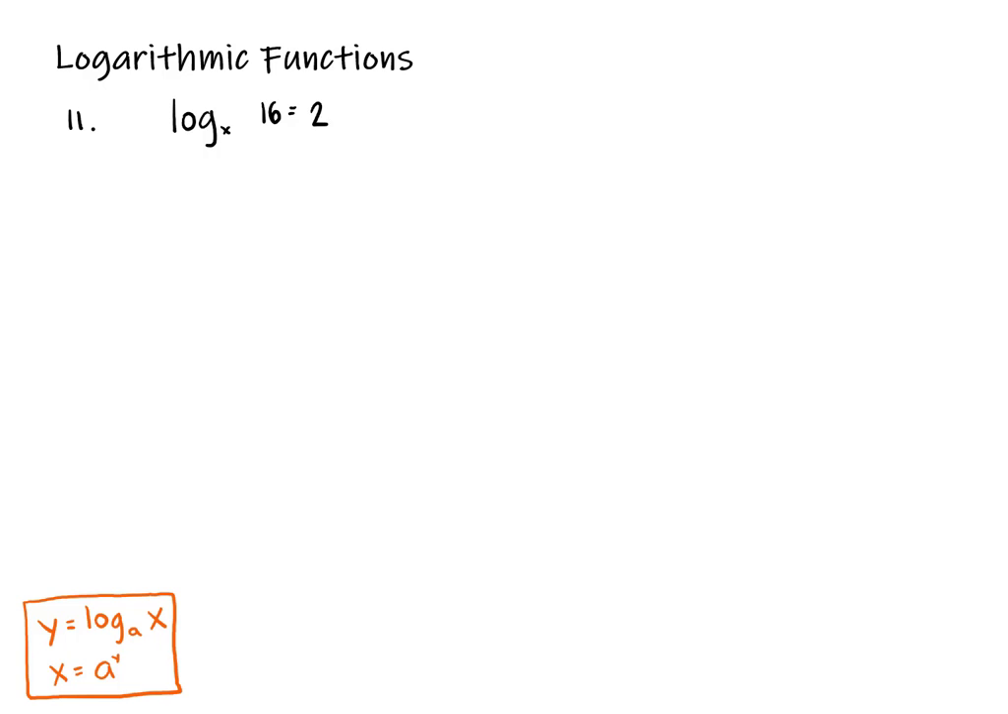So for our first question, the base of this logarithm is x, so I'm going to write x to the power of 2 is equal to 16. And this is something that we should be able to solve. X is going to be plus or minus 4 because we're going to square root both sides. However, which one of these is appropriate to use for this question? Well, we know that the base of a logarithm must always be positive, so we're going to go ahead and throw out the negative 4, and we're just going to keep the positive 4 as our answer.